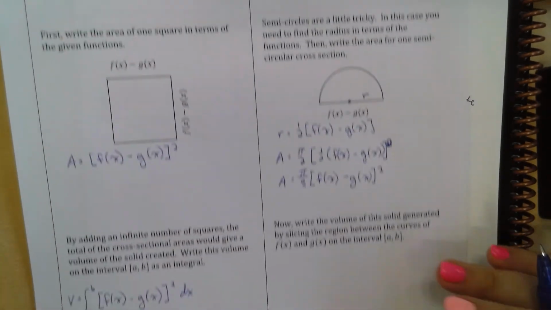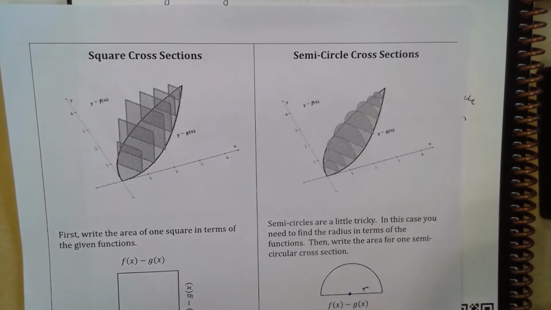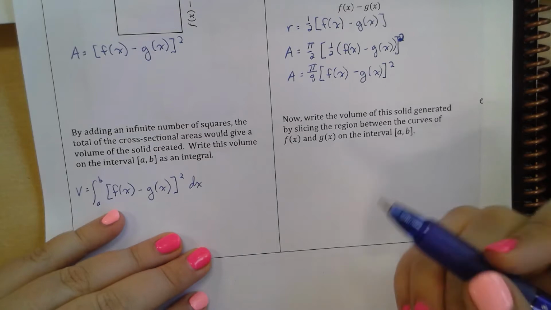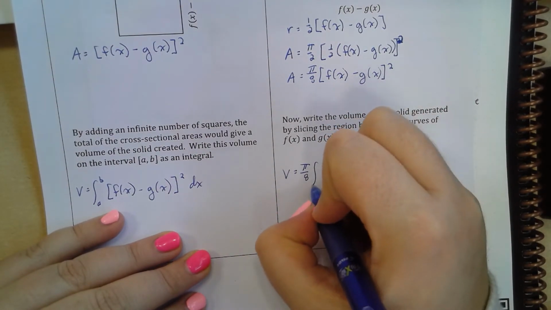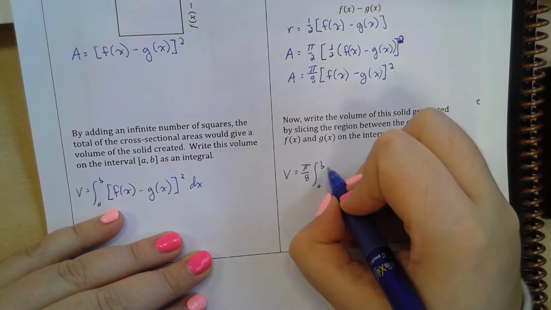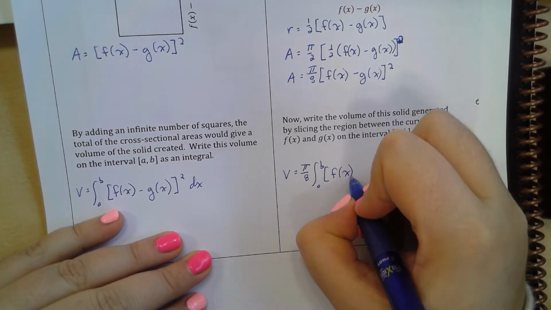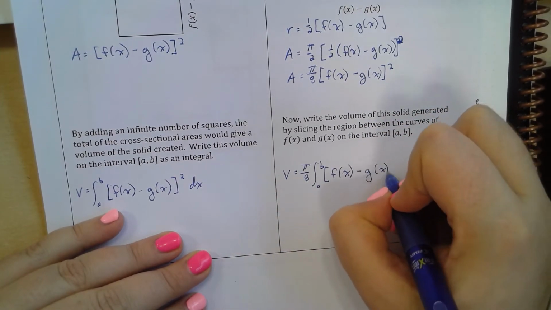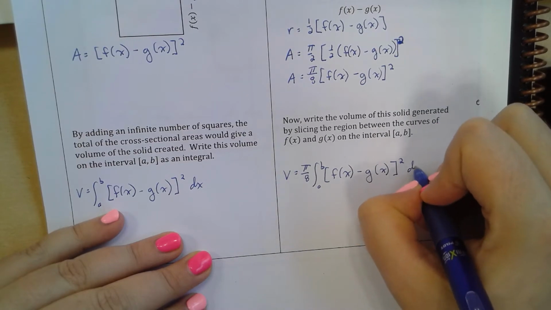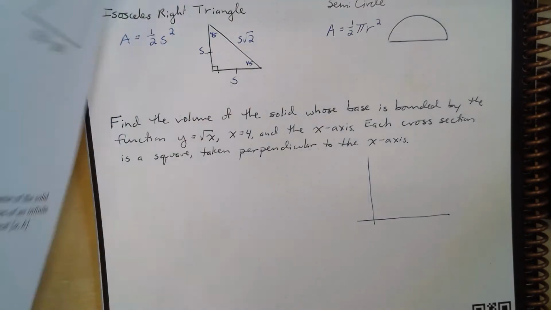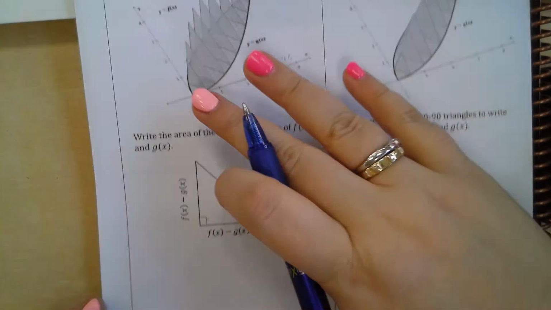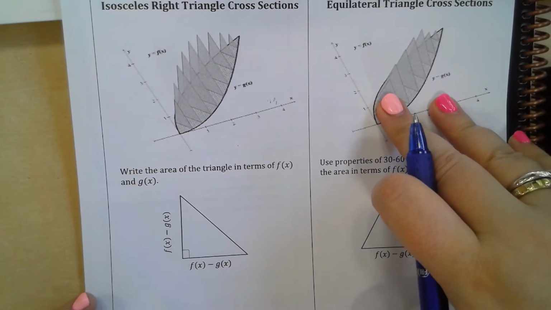So now how would we find the volume of this entire solid? Well, again, we're going to integrate. So our volume is equal to pi over 8 times the integral from a to b of f of x minus g of x quantity squared with relation to x. All right, I want to do this 2 more times with an isosceles right triangle and with an equilateral triangle.